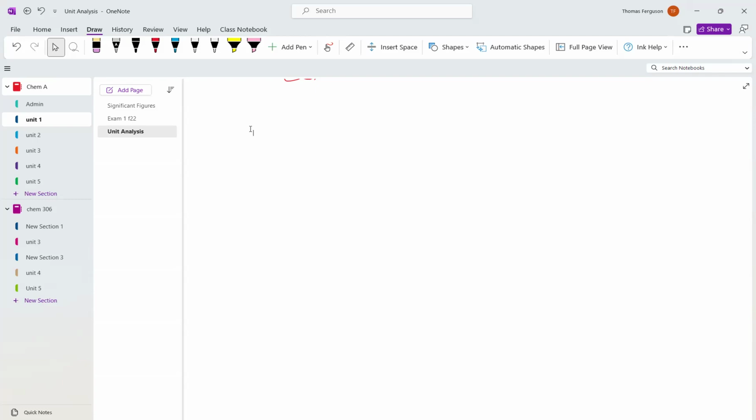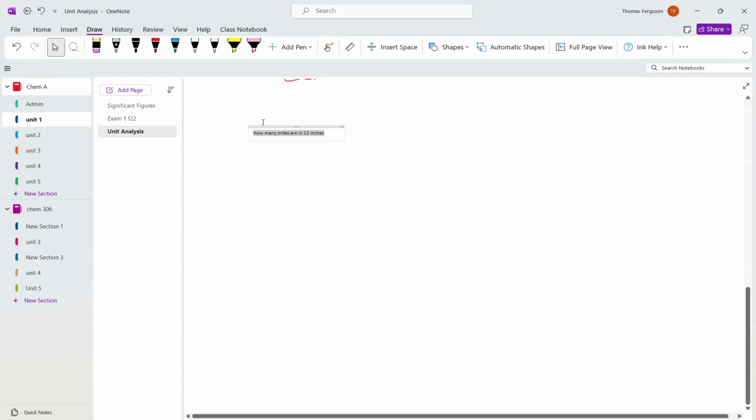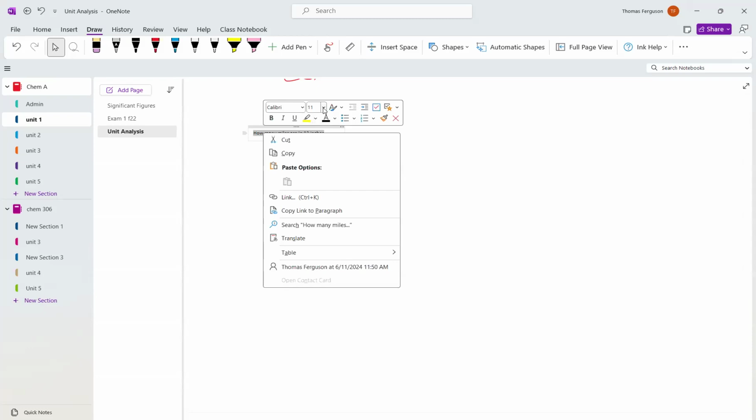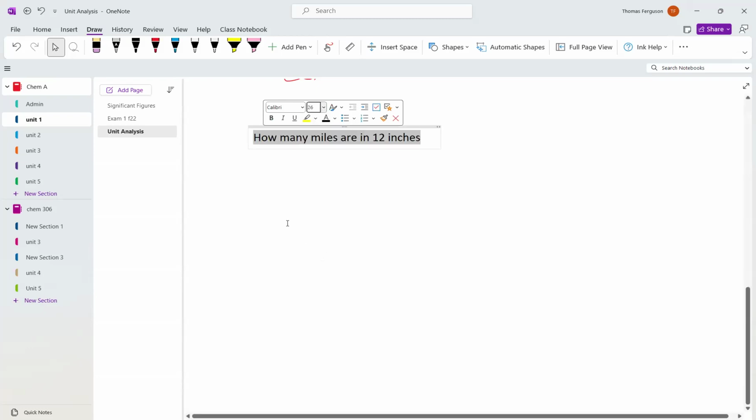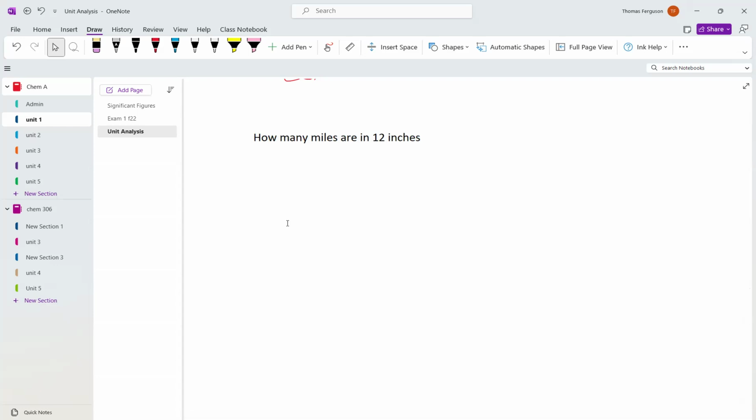I'm going to invent a problem here. Okay, how many miles are in 12 inches? Not very many. But how many exactly? Okay, so what's given? Okay, 12 inches is given. What are we trying to calculate? Miles.